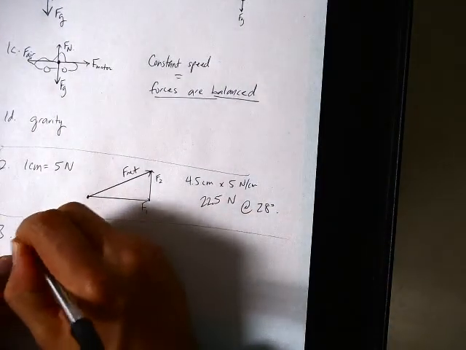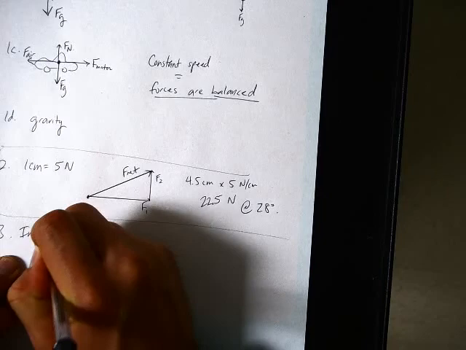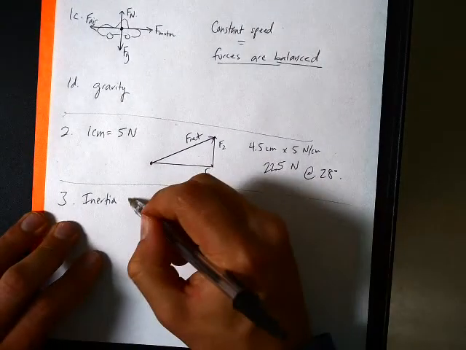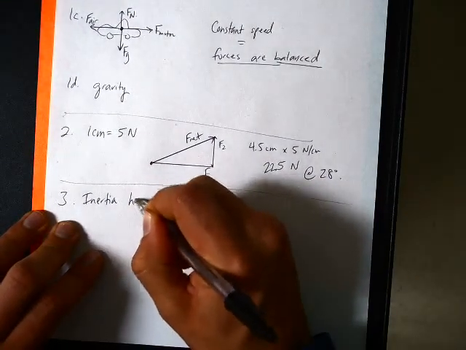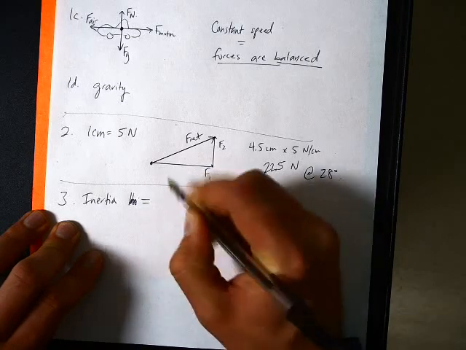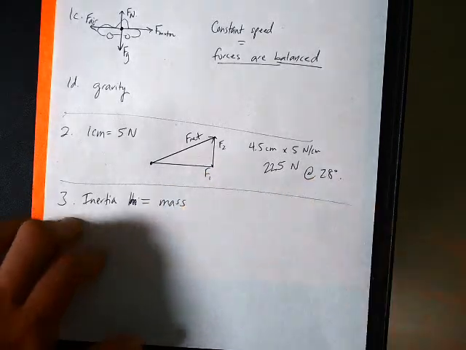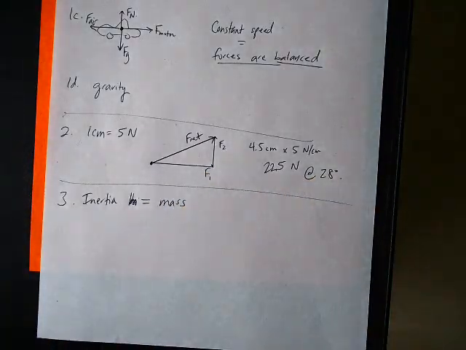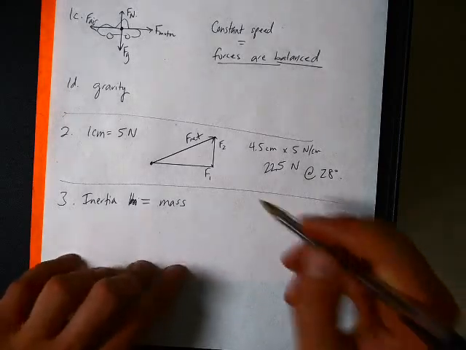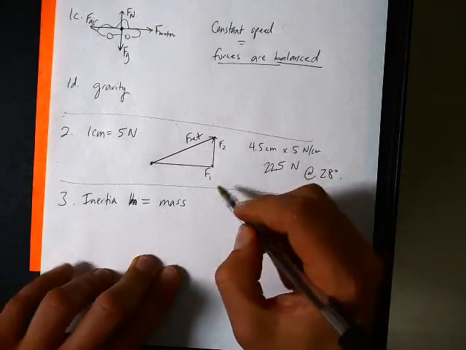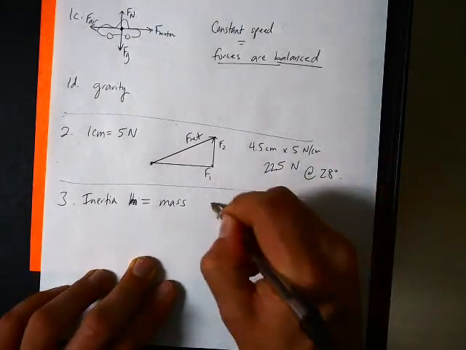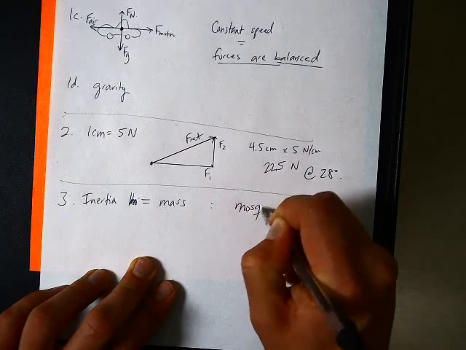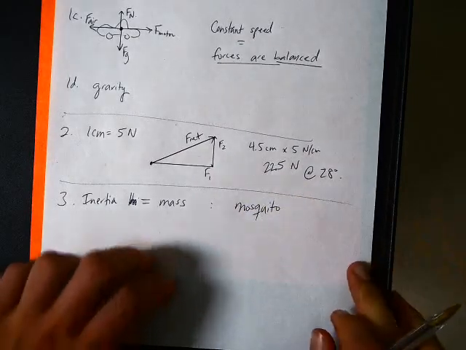So inertia depends on how much mass something has. So inertia is equal to mass. I'll just put that. If something has a lot of mass, it has a lot of inertia. It's hard to move. So if the question asks which has the smallest inertia, mosquito, car, or cruise ship, a mosquito has the smallest inertia because that is the one with the least amount of mass.